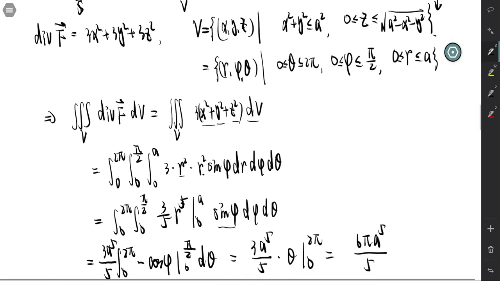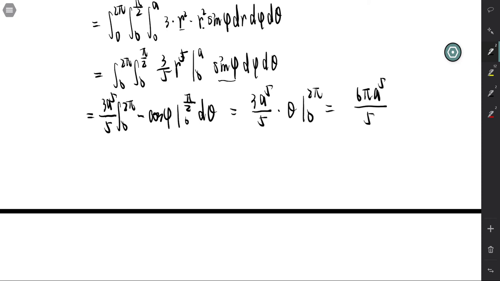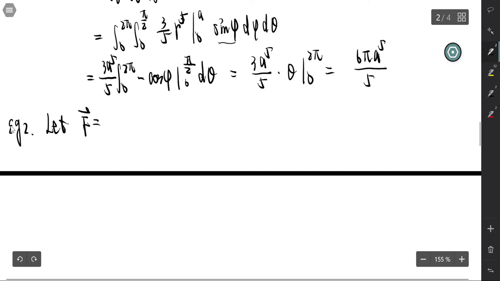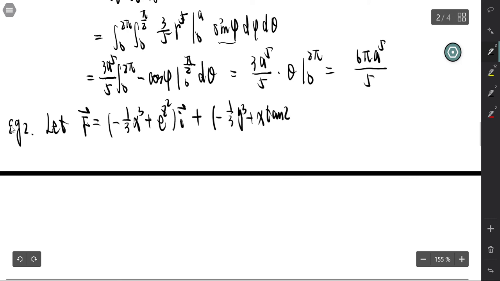Like Green's theorem, the divergence theorem can also be applied to open surfaces. Let's see an example. It's the same idea as Green's theorem applied to an open curve: we add an auxiliary surface to make the surface closed. Let F equal negative 1/3 x cubed plus e to the z squared, i, plus negative 1/3 y cubed plus x tangent z, j, plus 4z k.